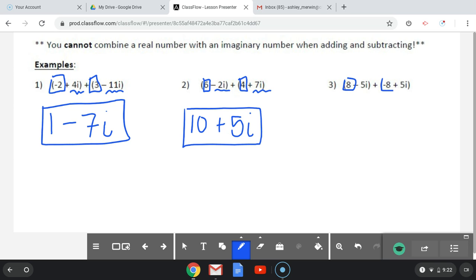Eight plus negative 8 gives you 0. And then negative 5i plus positive 5i gives you 0i, and that's just going to give you 0. You don't need to write 0i, you don't need to write 0. The final answer is just 0. Everything canceled out.